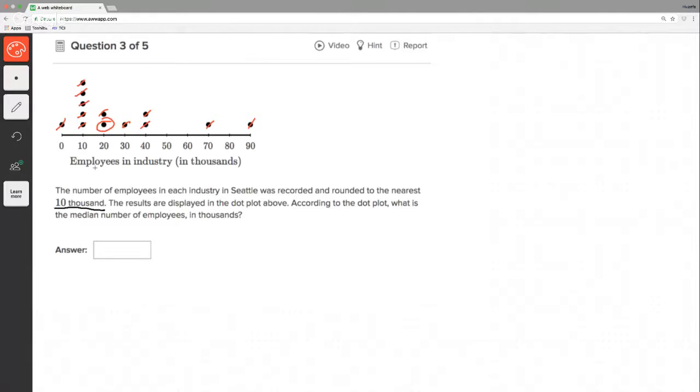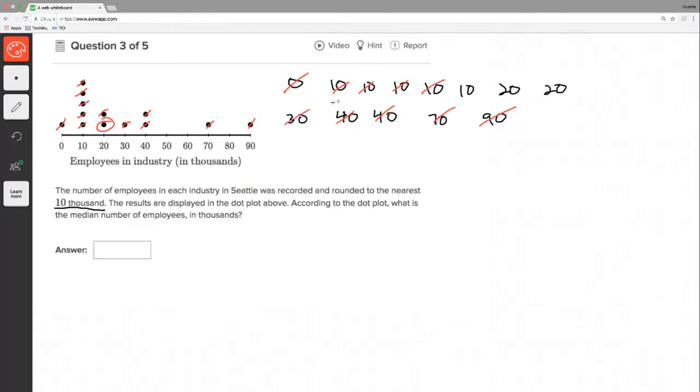It's kind of like if we laid them all out, it would be 0, then 10, 10, 10, 10, 10. Then 20, 20. Then 30, 2 40s, no 50, 170, and 190. This might be a little easier if you want to write it out. And then we go to the median.